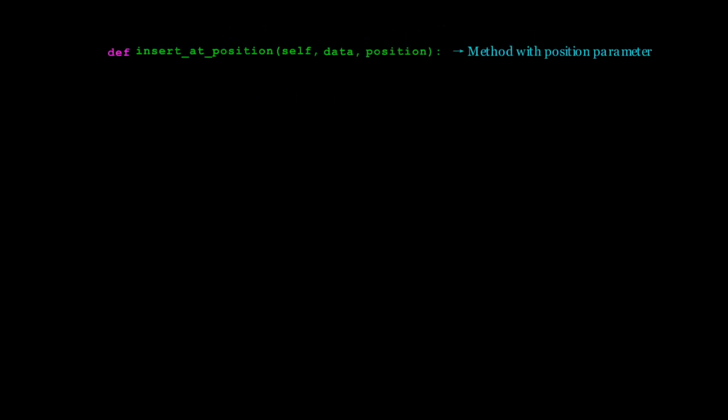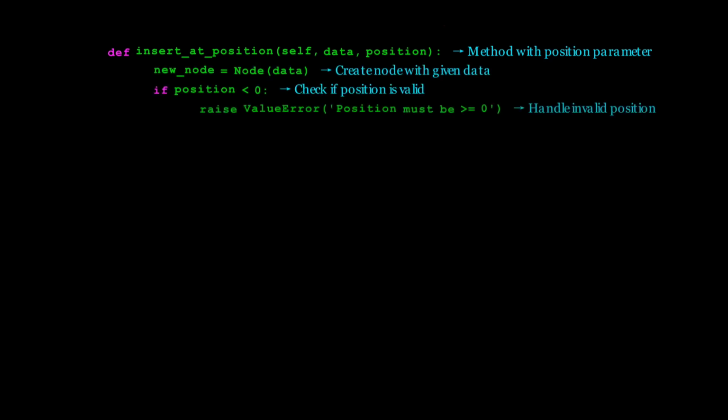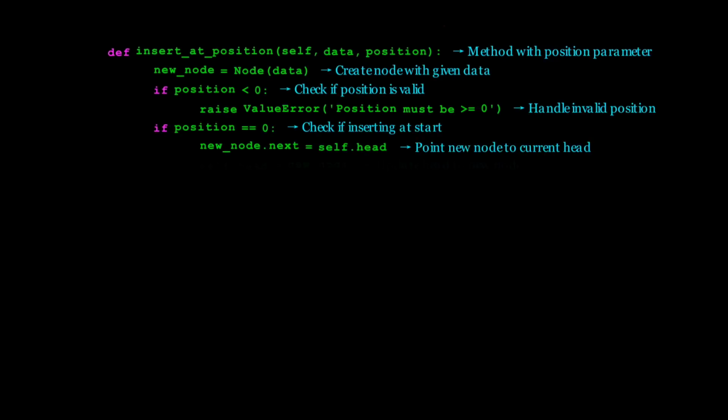Let's explore how to insert the node at a specific position. First, we define insert at position method taking data and position as the parameters. We start by creating new node with the given data. Next, we handle the edge cases. If the position is invalid, we raise the error. If inserting at the start, we update the head and return the new node.